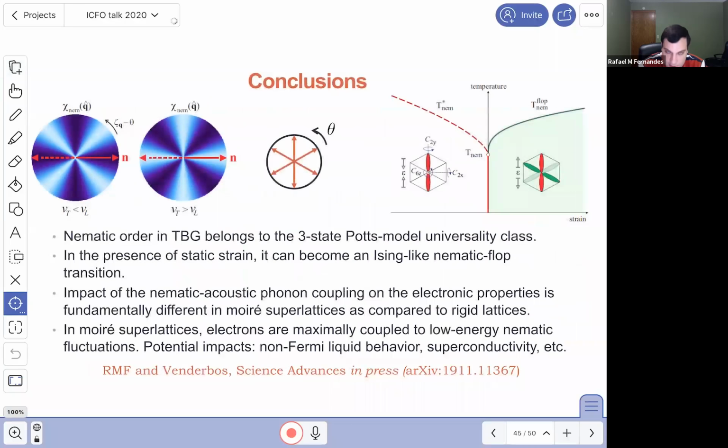Okay, I'll just leave you with my conclusions. I hope this lecture motivated this general idea of what nematic order is, and how it is different in different lattices, and how in a moiré superlattice, things are even more special than in a rigid crystal. And I'll be happy to answer your questions. Thank you.